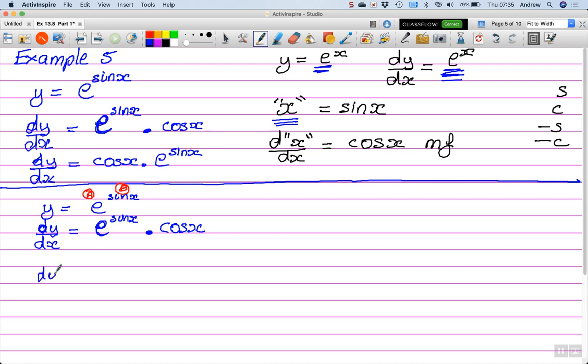You might just gently rewrite it with the cos x at the front.